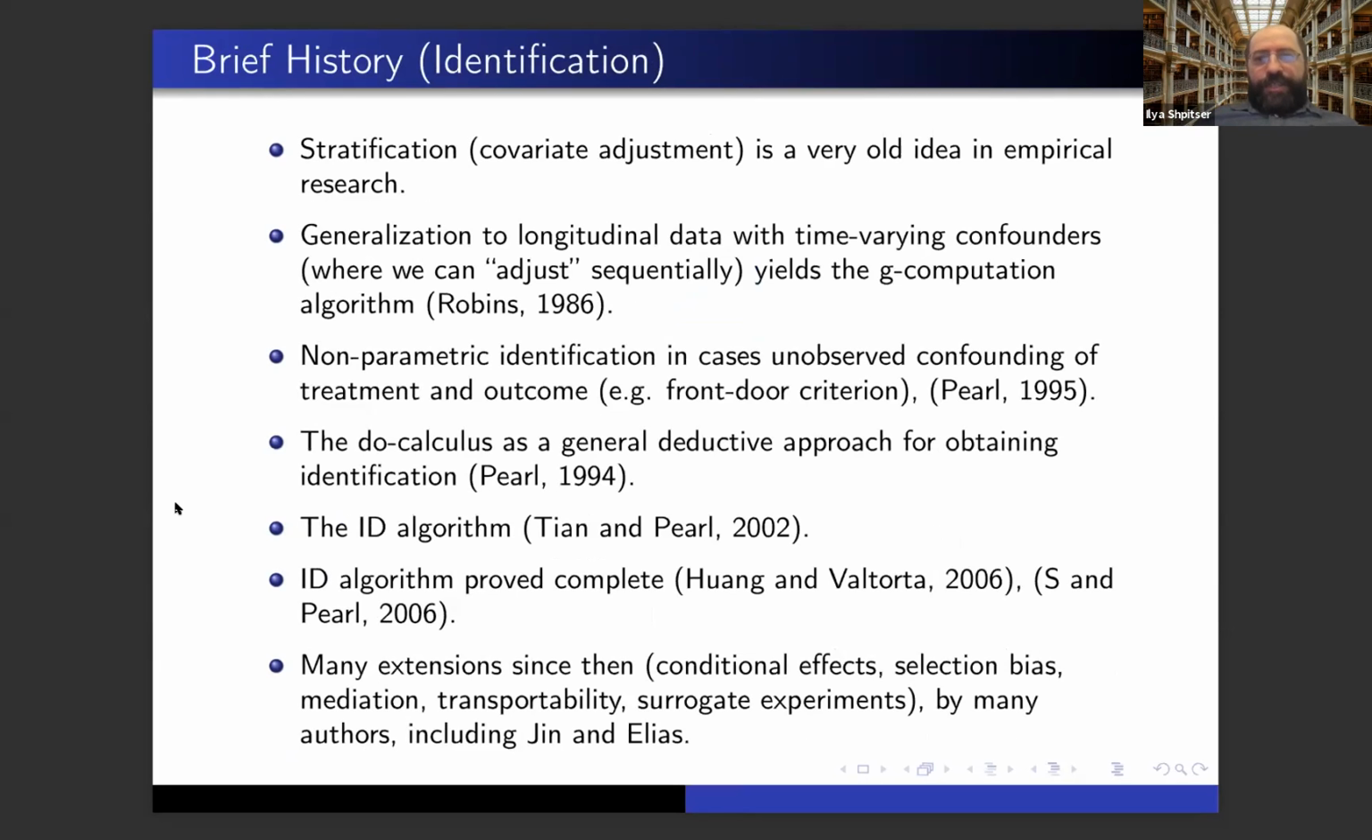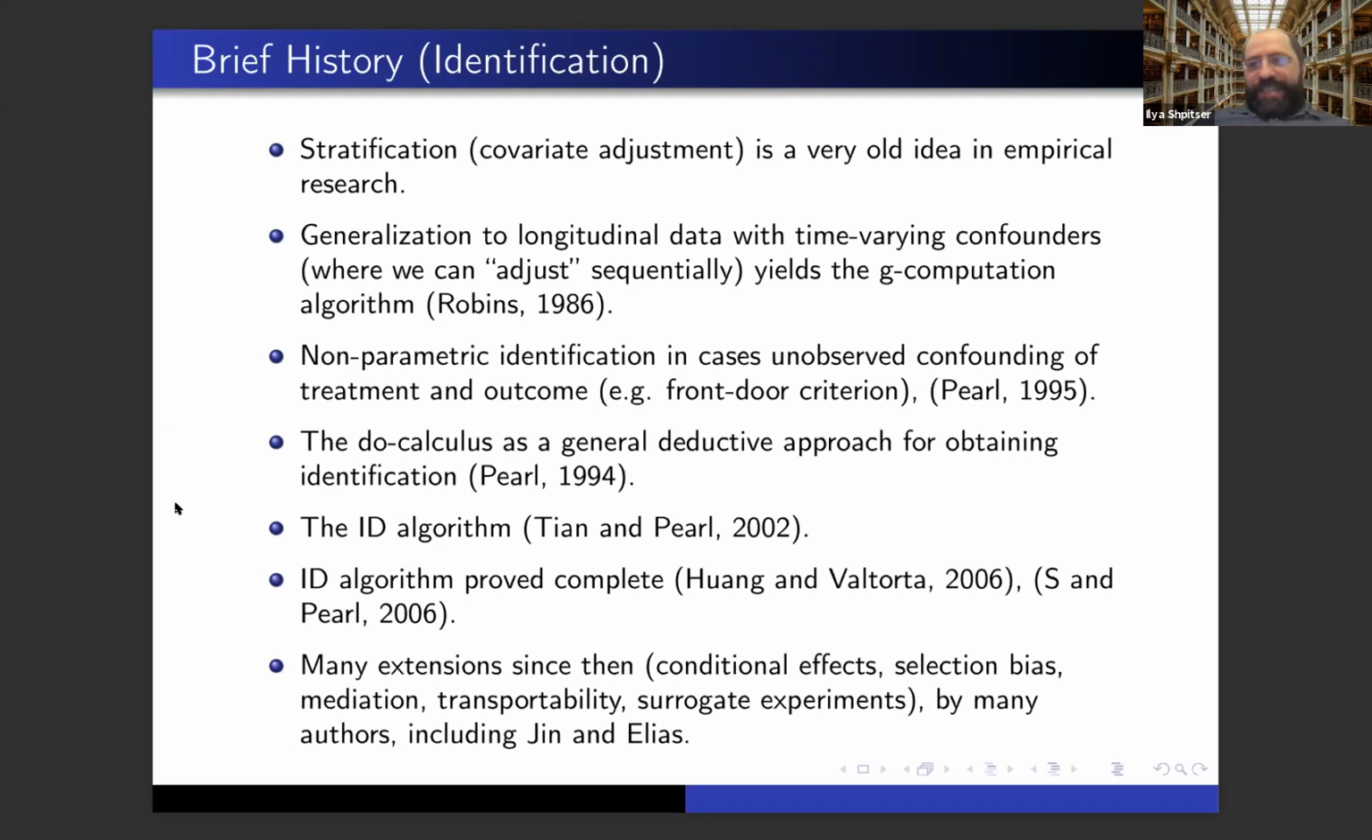So just as a brief history on the identification end, this stratification or covariate adjustment formula is a very old idea. I'm actually not sure where it appeared first. It definitely appeared in epidemiology a long time ago. This was generalized to longitudinal data when you have time varying confounders, where we could sequentially adjust to yield the G computation algorithm. This is due to Jamie's famous 1986 paper on the healthy worker survivor effect.